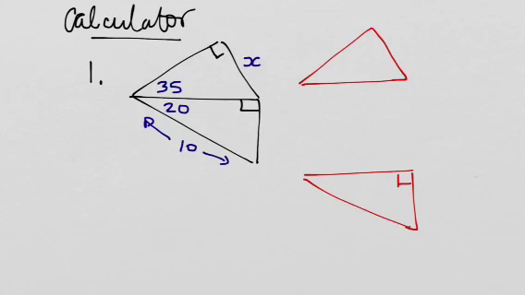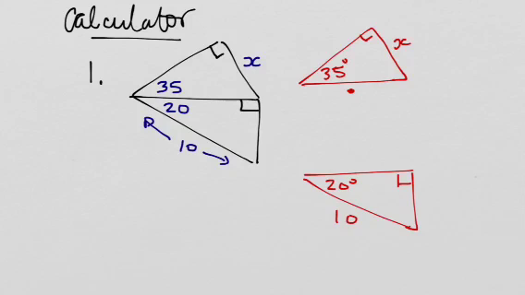Now the information we know for the bottom triangle is the angle's 20, that side's 10. For the top triangle, we know that angle's 35, and we know nothing else apart from the right angle, and we're trying to find x. Now if we're going to use SOHCAHTOA on this question, we're going to have to know what that side there is.